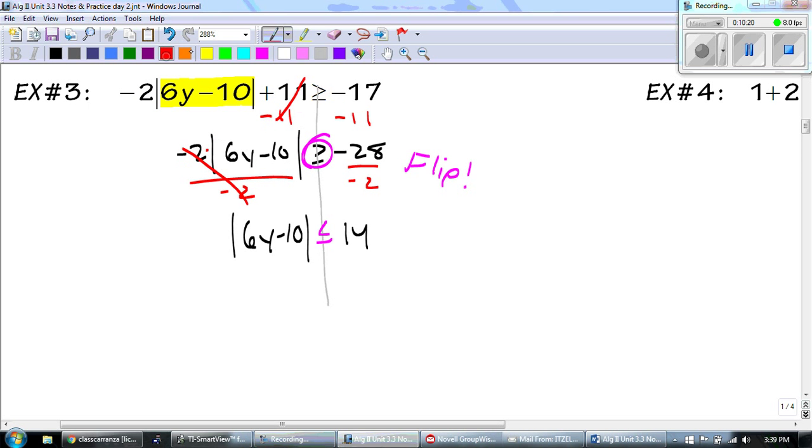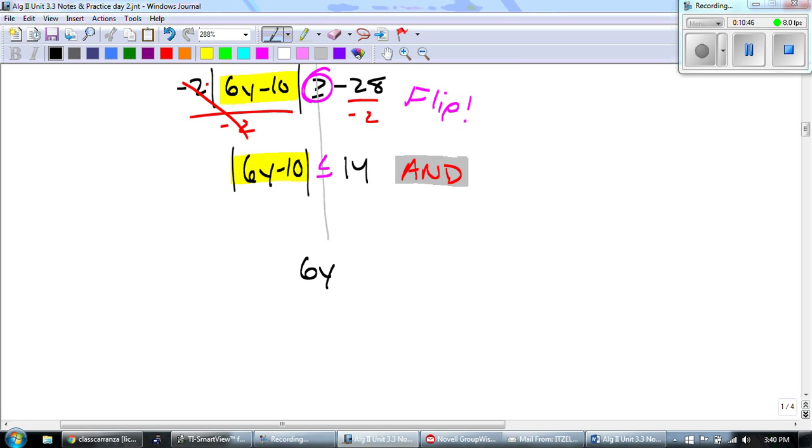Okay, so guys, remember we're following SADMAP. So we subtracted 11 to get negative 28. We divided by negative 2. When you divide by a negative, you have to flip the sign. And now we have the absolute value all by itself. And this is the symbol less than. So we're going to have an and.